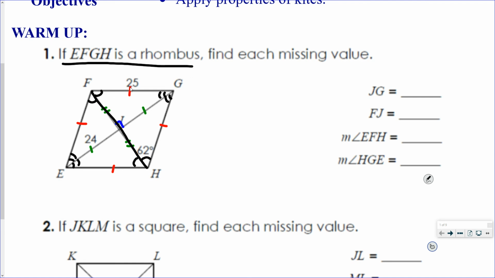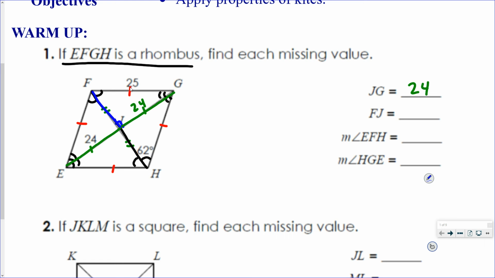Okay, so let's go through our criteria here, what they want us to find. JG. This is based off of what Gwen said, that the diagonals would be bisected. So that would also be 24. Next one they want me to find is FJ. FJ is right here.